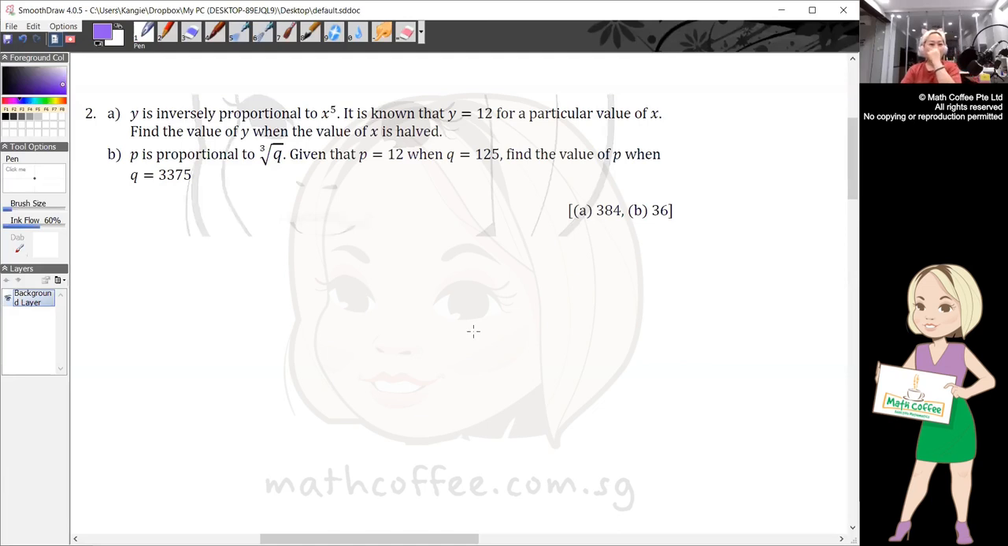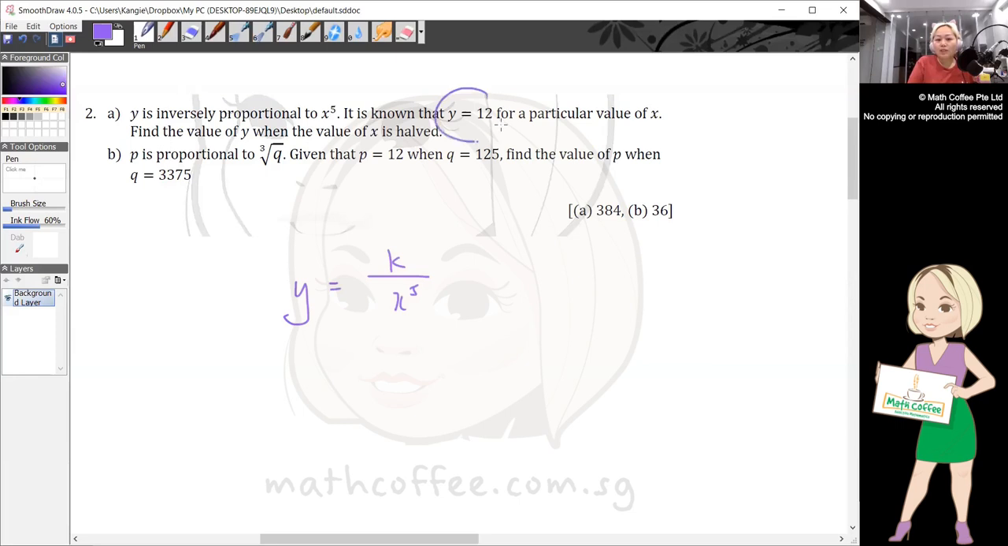Question 2a. y is inversely proportional to x to the power of 5. It is known that y equals 12 for a particular value of x. Find the value of y when the value of x is halved. This question always comes out during O level, and many students don't know how to answer it. So first, y is inversely proportional, so it's k over x^5.